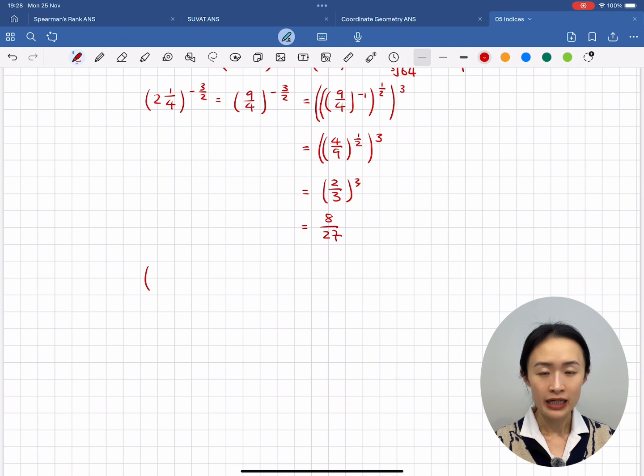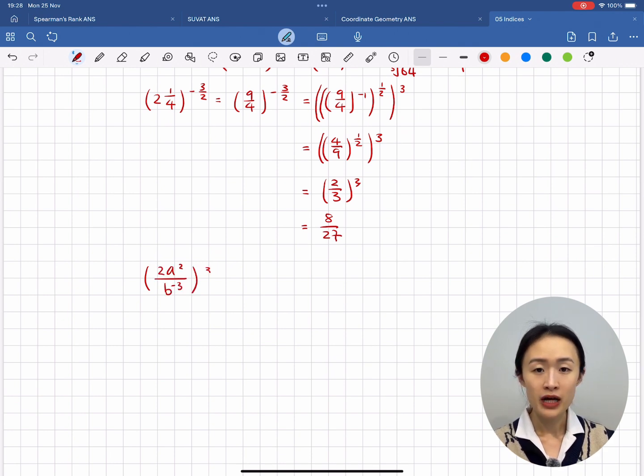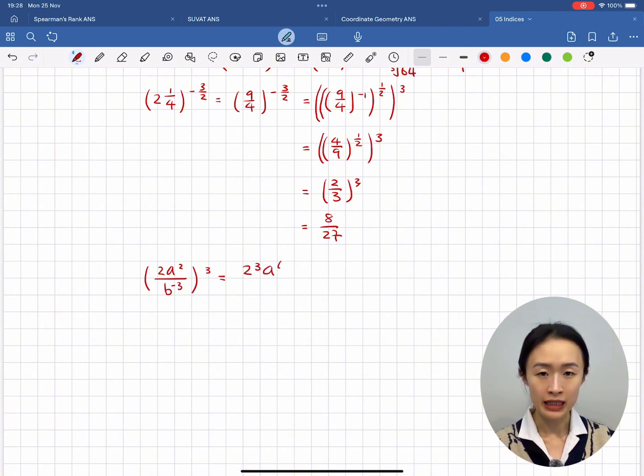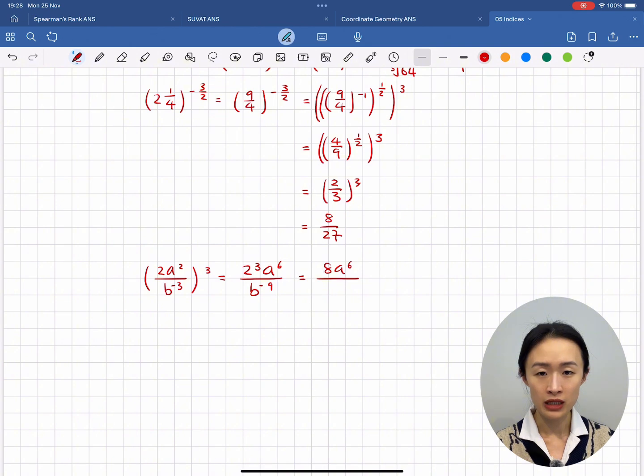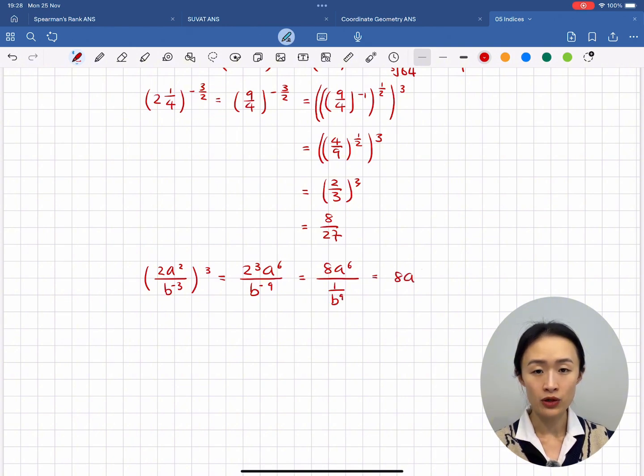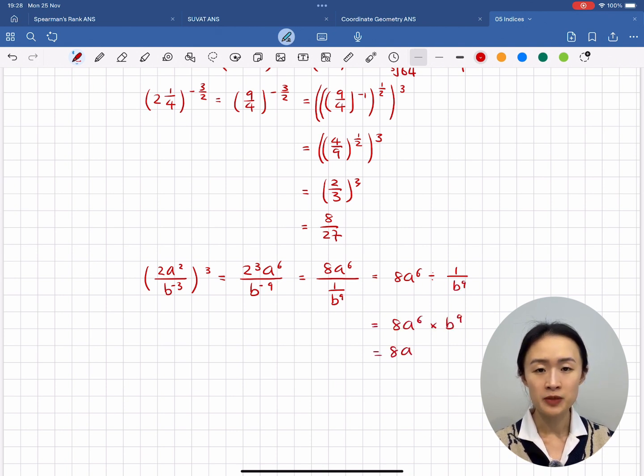The next one is (2a squared over b to the negative 3) to the power of 3. First, by getting rid of that bracket, we'll have 2 to the 3, a squared to the 3, which is a to the 6. And then b to the power of negative 3 to the power of 3 will be b to the negative 9. b to the negative 9 is the same as 1 over b to the 9. Dividing by a fraction is the same as multiplying by its reciprocal. So 8a to the 6 divided by 1 over b to the 9 is the same as 8a to the power of 6 times b to the 9.